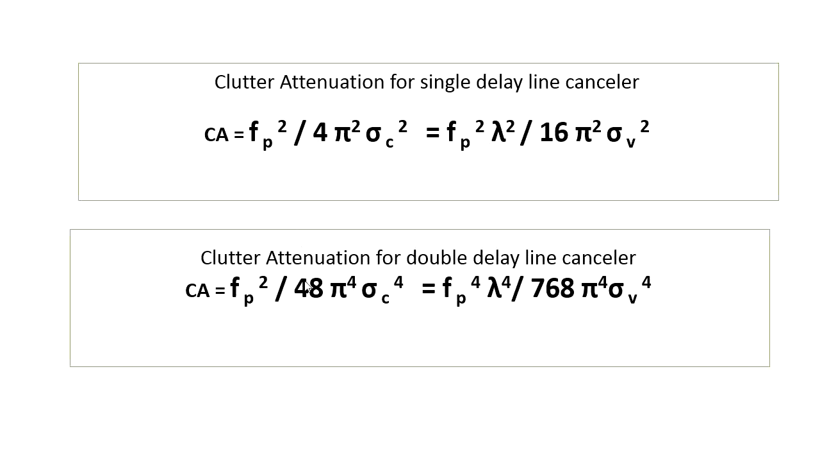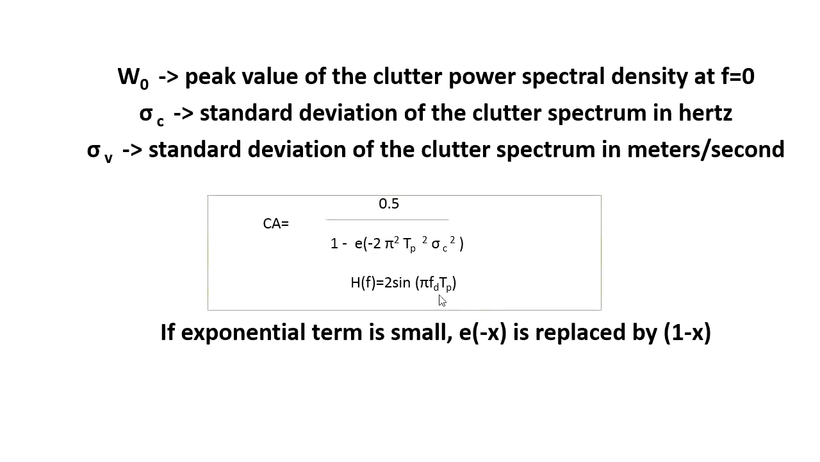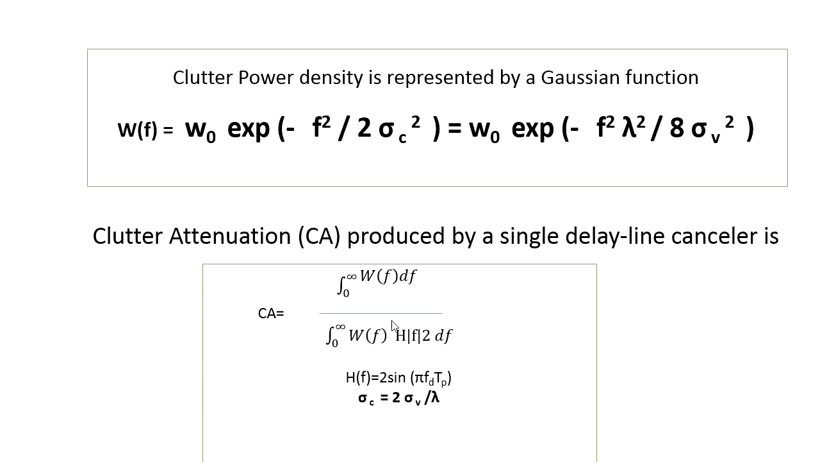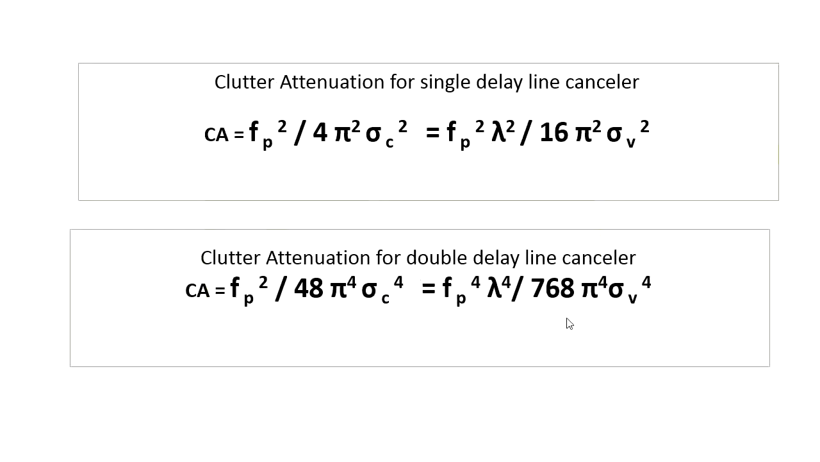Similarly, if I want to find out the double delay line canceller, the same expression applies, but H of f can be substituted as 4 sin square pi f d Tp. If I substitute in this equation, and W of f is equal to W naught exponential of minus f square by 2 sigma c square, I will get the expression for clutter attenuation for the double delay line canceller.